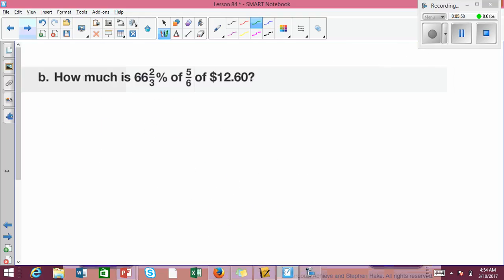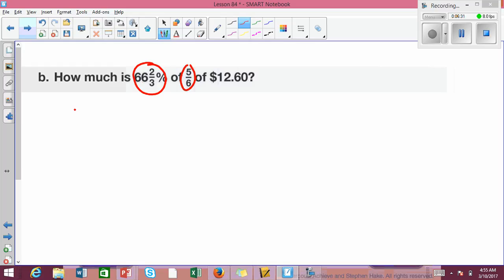How much is 66 2/3% of 5/6 of $12.60? So here we're going to have to again decide which rational type of number we should use. Well, when we look at this percent right here, this percent is repeating. Repeating percents cause much difficulty, as well as this fraction, which turns into a very ugly decimal. So when we're dealing with repeating percents or repeating fractions, we always want to work with the fractions.